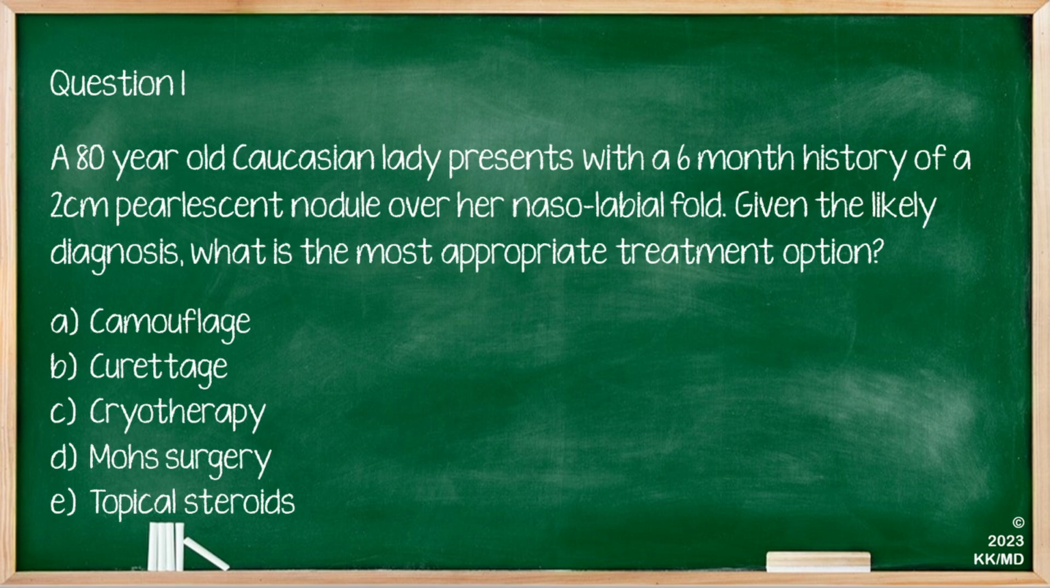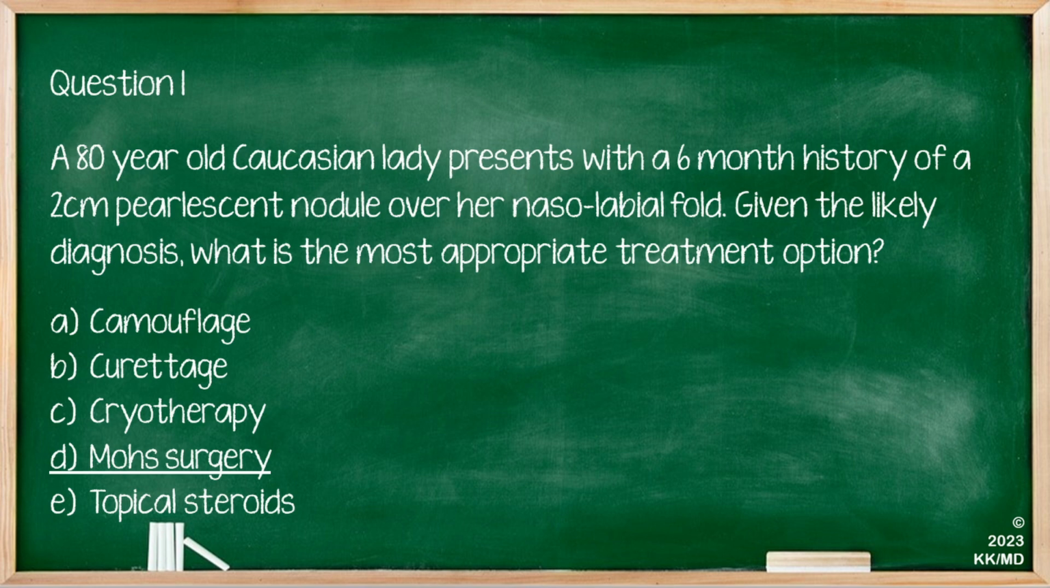Hopefully, this is ringing alarm bells in all of you that this is a classic history of somebody presenting with a BCC. You have an 80-year-old lady who has white skin and has a relatively slowly progressing, 6-month history of a small 2-centimeter lesion. And the key really is the pearlescent nodule on her nasolabial fold and the location of it. So hopefully you have got the BCC, and as you remember, the gold standard treatment for excising the BCC is Mohs surgery.